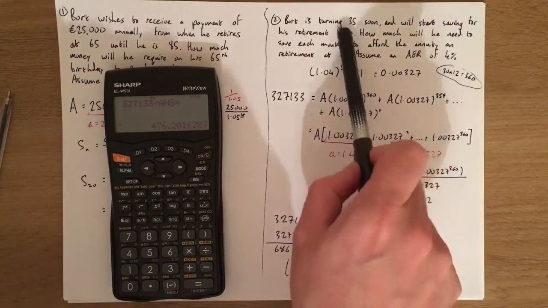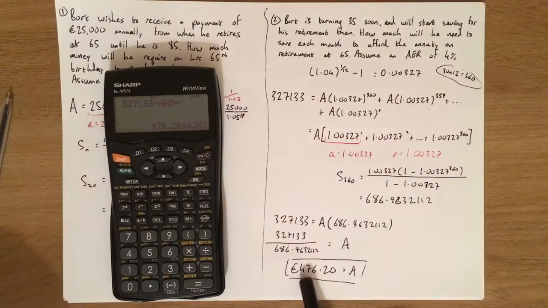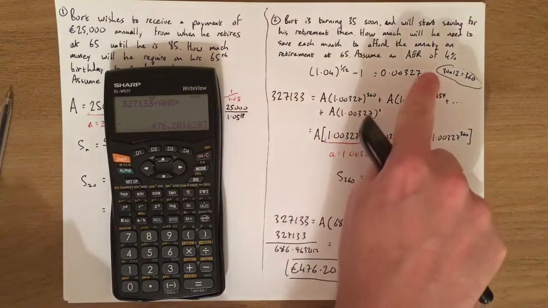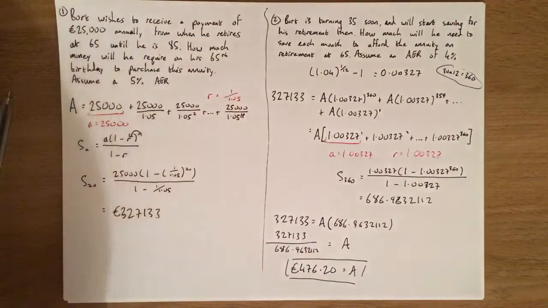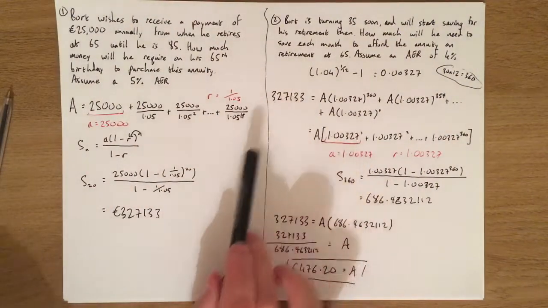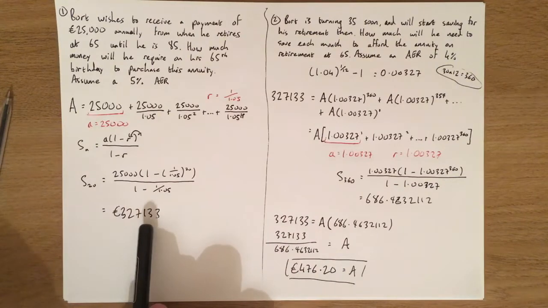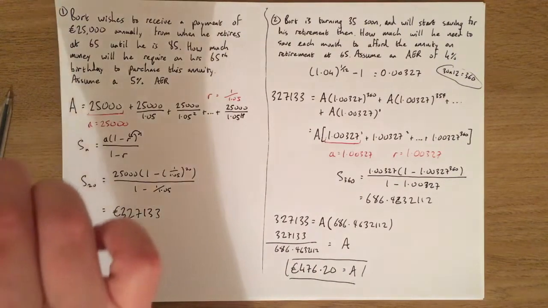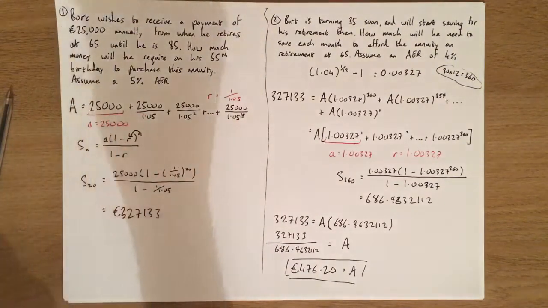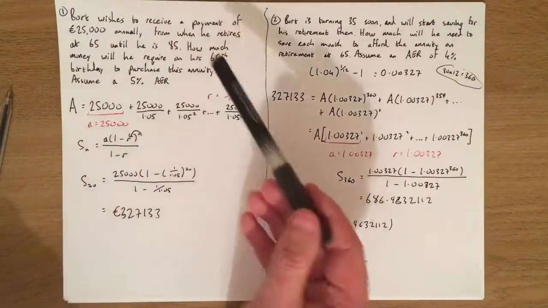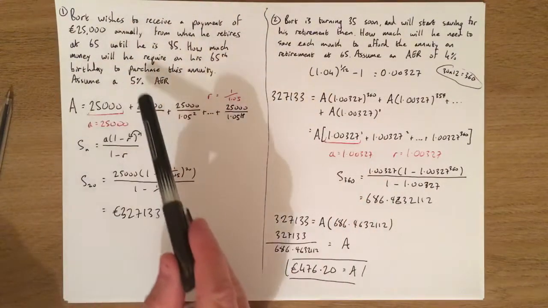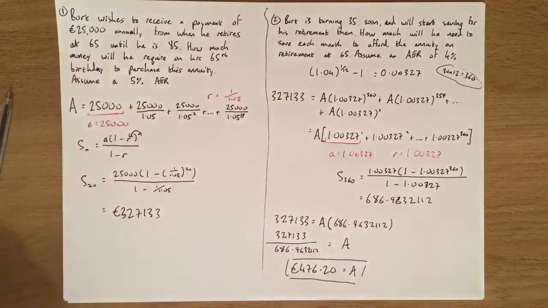So Bort turns 35. He starts saving 476 euro per month for 360 months, for 30 years. If he's been saving that every month and it's been earning 4% interest, it has grown to 327,133 euro. He'll be able to use that to purchase an annuity then, which will pay him a pension of 25,000 euro a year for 20 years.